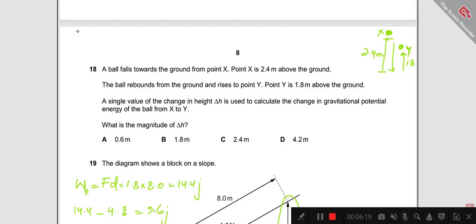So the final answer of this question would be 0.6, because potential energy we'd have mgh, and mg, which is the weight of the ball, remains the same when it was moving towards the ground or when it rebounds from the ground, right? So the mg factor will be excluded here. For potential energy, the only thing that would be required would be the difference of the initial and final height, that is 0.6 meters. Option A is the correct option.